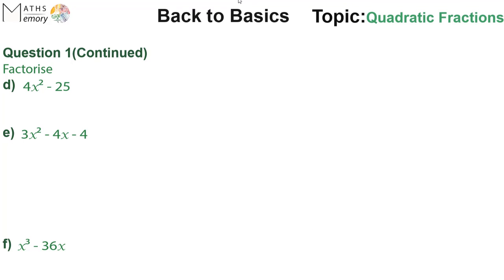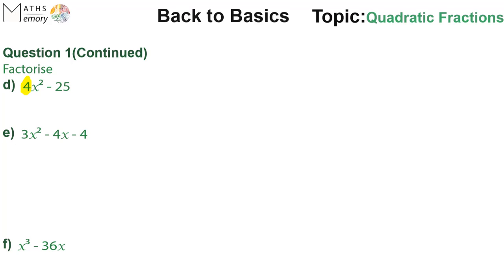Question 1 continued, parts D, E and F, back to basics. Press pause, write these questions down, press play when you are ready. So part D, here we're identifying something called an advanced dots. And it's advanced dots because of this coefficient of x squared, which is 4.